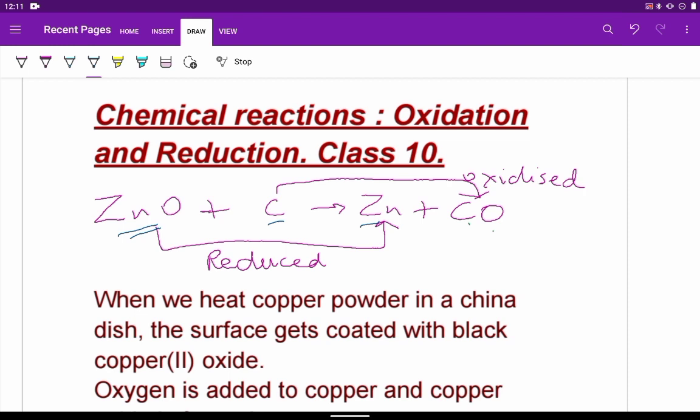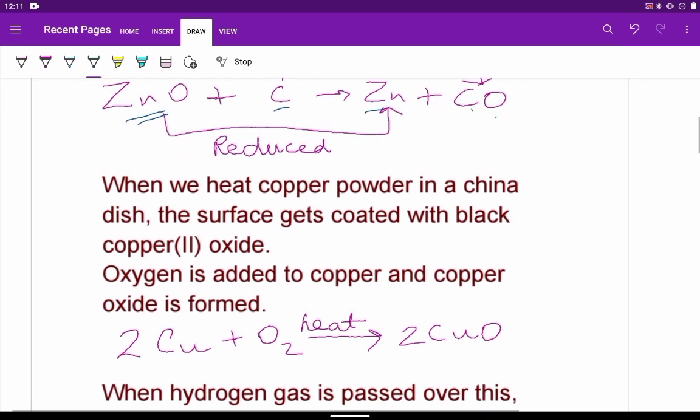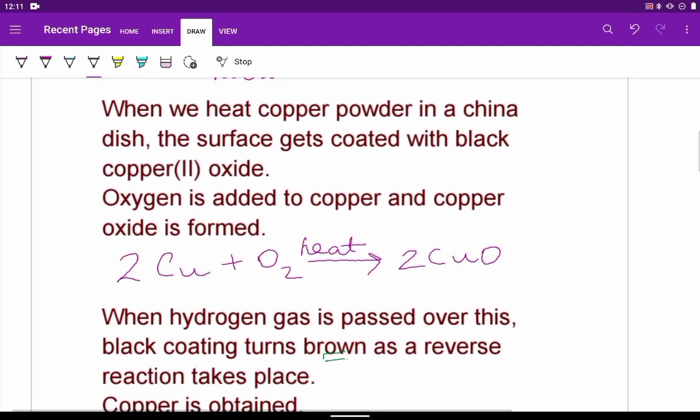In a similar way, we also find that if you take a china dish and heat copper powder, the surface gets coated with black copper oxide, a black colored compound. Here oxygen is added to copper, we get copper oxide. So the equation will be 2Cu plus O2 on heating gives 2CuO. So oxygen is getting added to copper to give us copper oxide. So this is addition of oxygen.